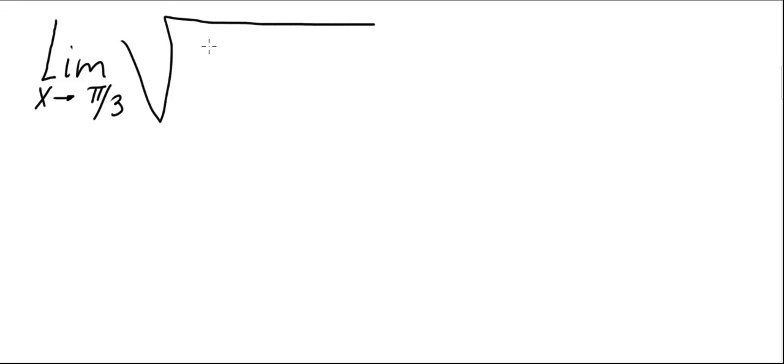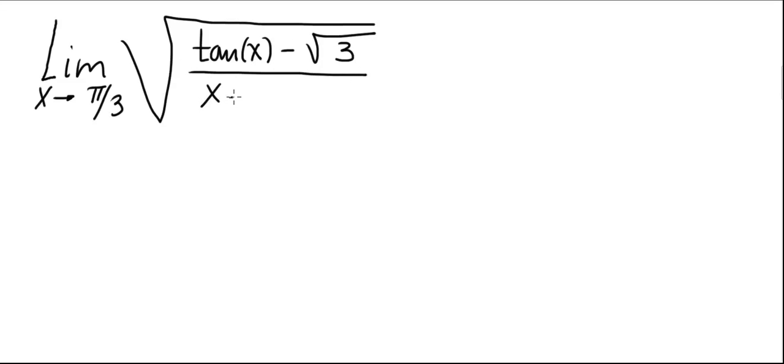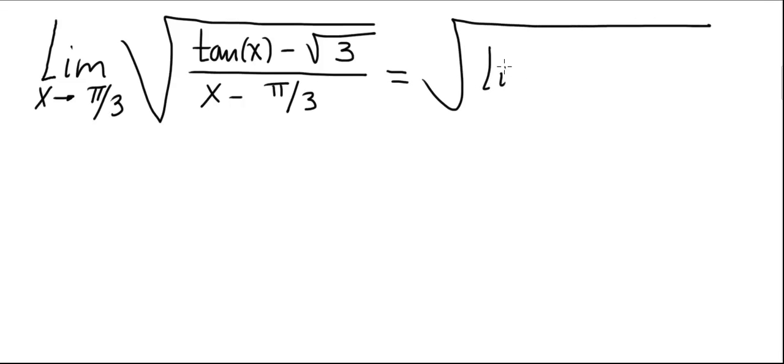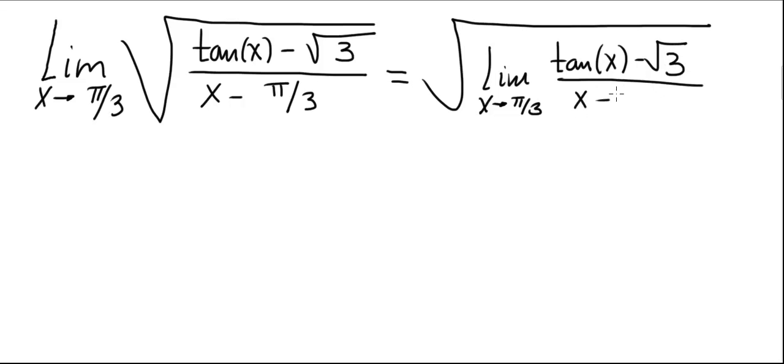Let's evaluate the limit as x approaches pi over 3 of the square root of tangent of x minus square root of 3 divided by x minus pi over 3. First note, before we continue, this is the same as the square root of the limit as x approaches pi over 3 of tangent of x minus the square root of 3 divided by x minus pi over 3.